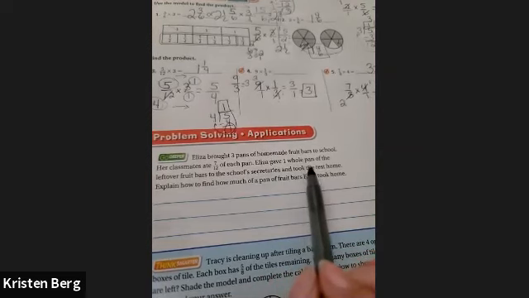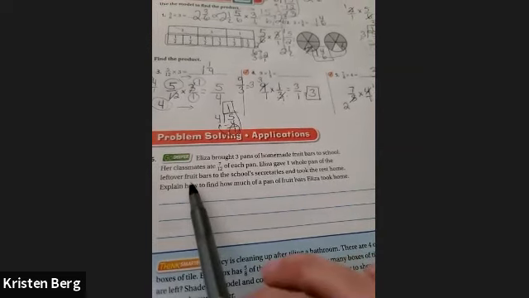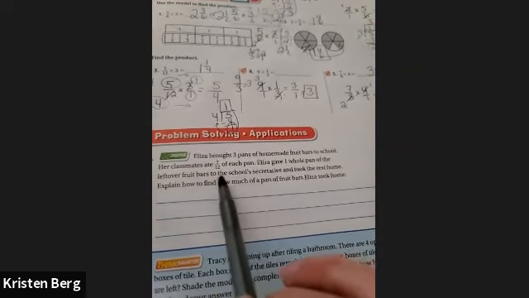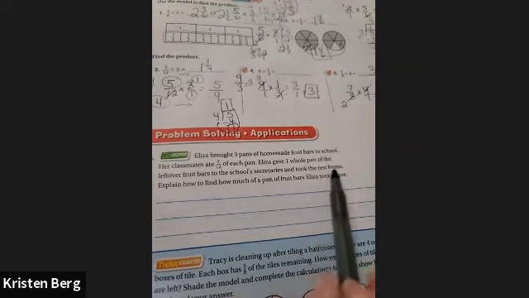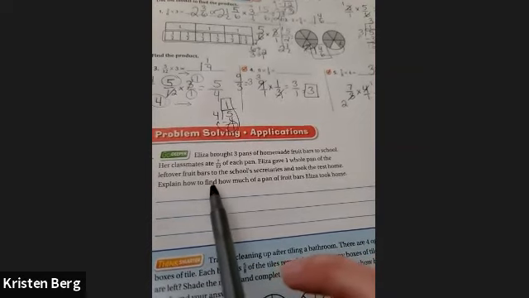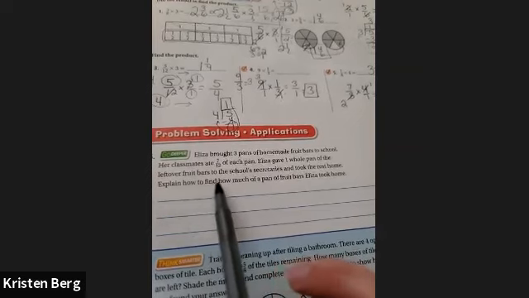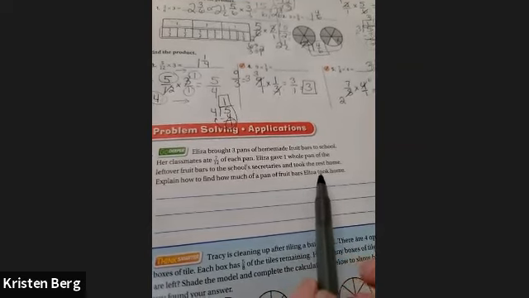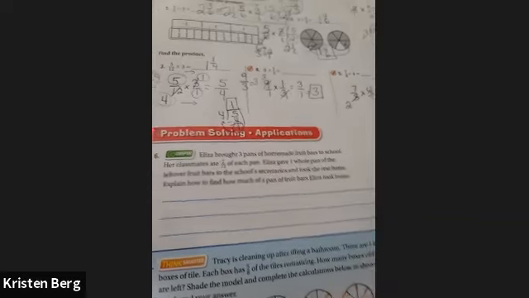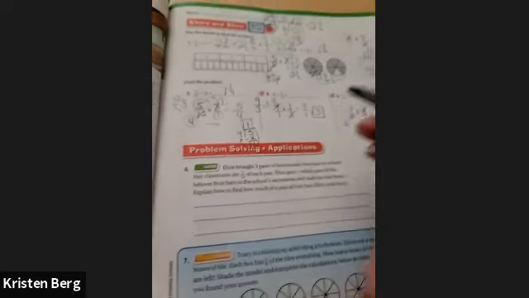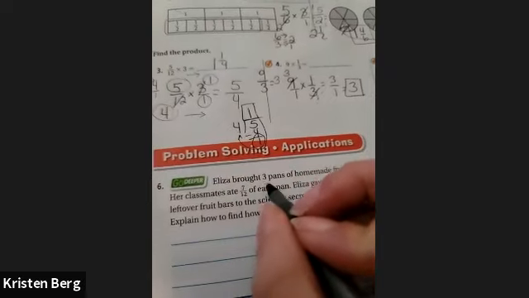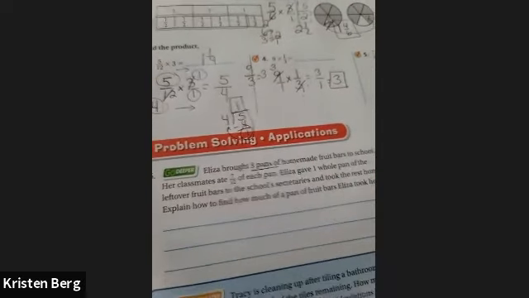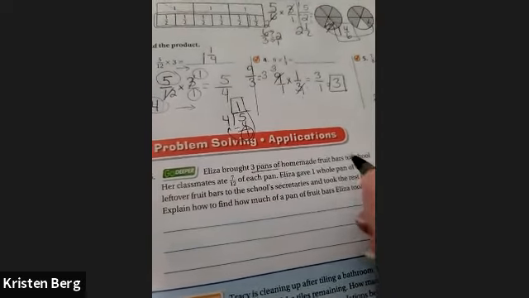Eliza gave 1 whole pan of the leftover fruit bars to the school secretaries and took the rest home. Explain how to find how much of a pan of fruit bars Eliza took home. All right, so first of all, it said Eliza bought 3 pans of fruit bars to school.